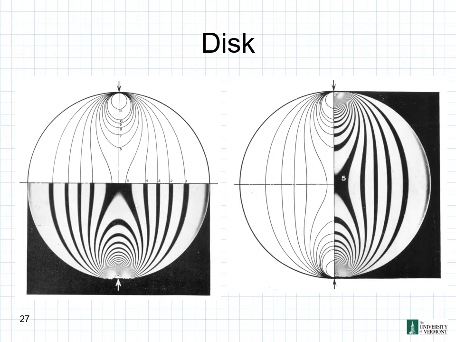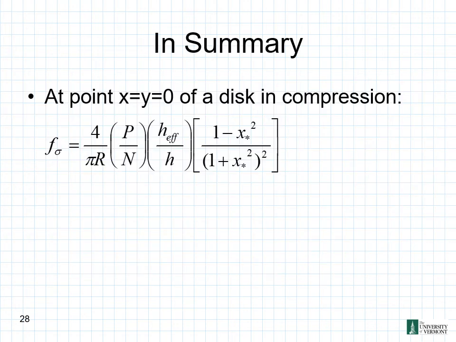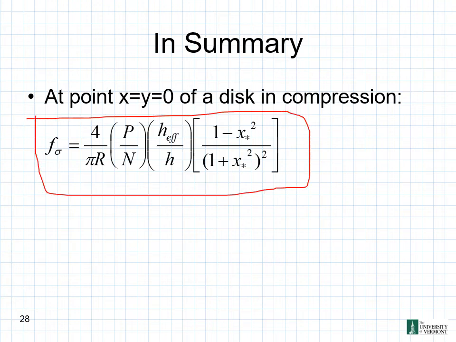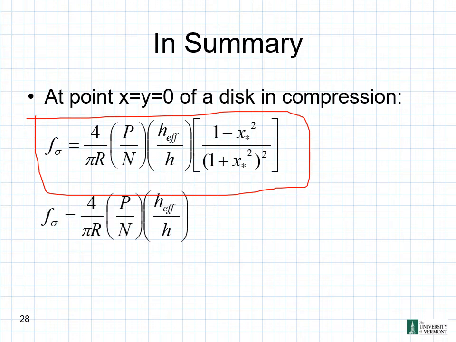So now we can see again, image of our disk with our fringe patterns all numbered here. So in summary, at the point x equals y equals 0 of a disk in compression, we have this general equation we've just solved for here for f sub sigma. Now, again, when we're talking about at x equals y equals 0, we can reduce it down and simplify it here to f sub sigma is equal to 4 over pi r times our p over n times our h effective over h.